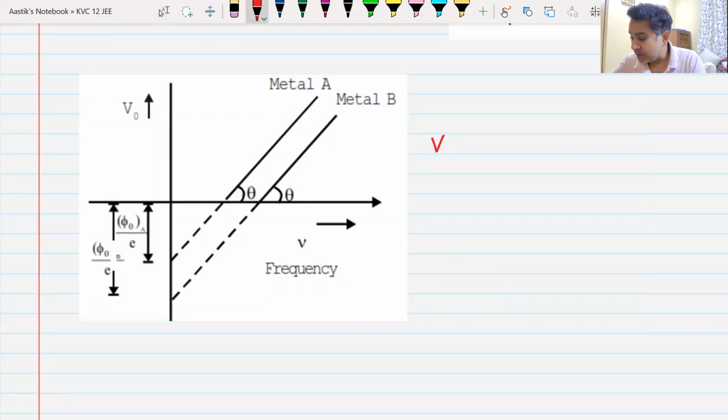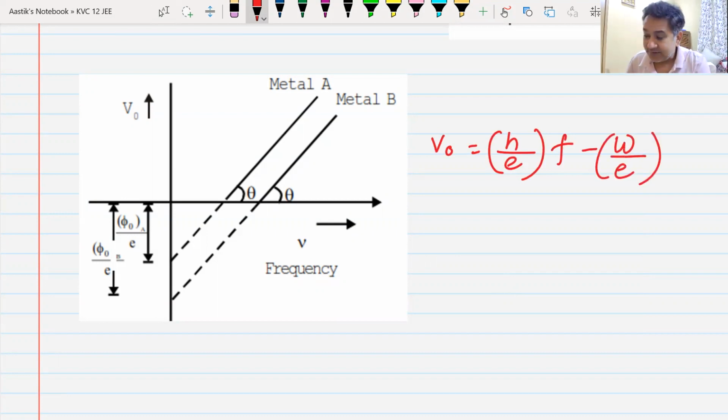You can write the stopping potential V naught as h by e times f minus work function divided by e. So as you can see here, the intercepts are the work function of metal 1 divided by e, the work function of the second metal divided by e, and tan theta of this graph is h by e. I'll give you 2 minutes to note this down.